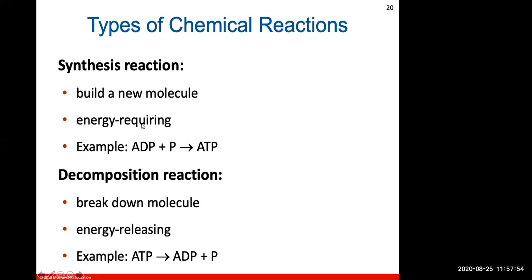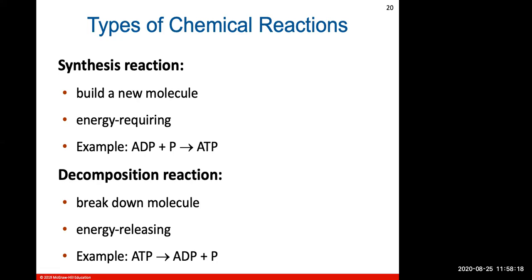So for example, if we want to put ADP, which is adenosine diphosphate, and we want to add on another phosphate group to it, when we add them together, we're creating a new molecule, and we call it ATP, adenosine triphosphate, which is just an adenosine molecule with 3 phosphate groups attached to it. So that's a synthesis reaction, building a new molecule.